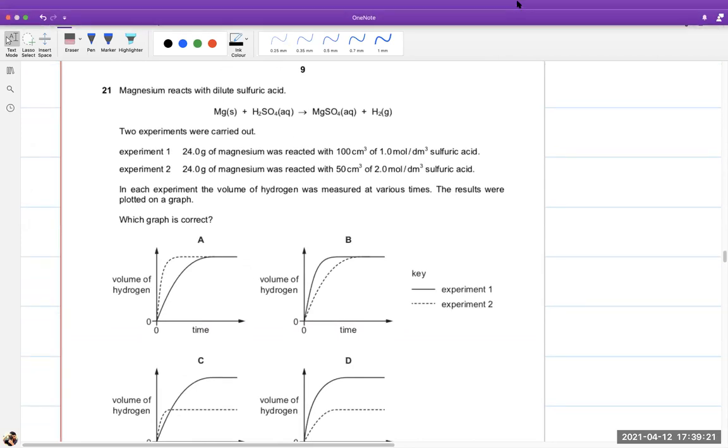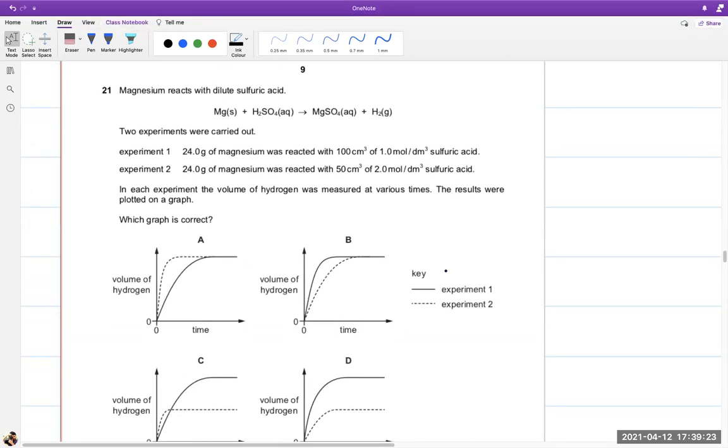We're done with half of the paper. Good. Magnesium reacts with sulfuric acid, dilute sulfuric acid, okay. 2 experiments were carried out. In one, 24 grams, in the other also 24 grams. In one, you have 100 cm cube of 1 mole per dm cube sulfuric acid. In the second, you have 50 cm cube of 2 mole per dm cube sulfuric acid. In one the volume is less, but the concentration is double. The concentration is higher. What's the total number of moles?